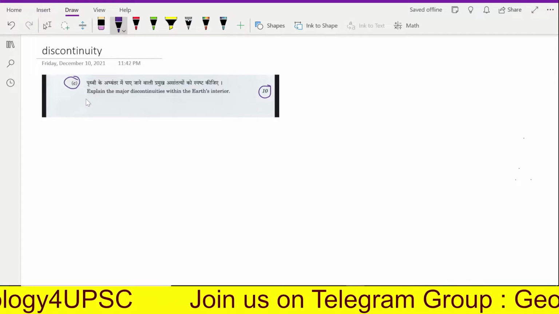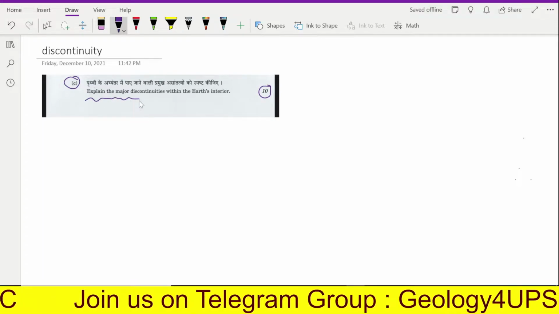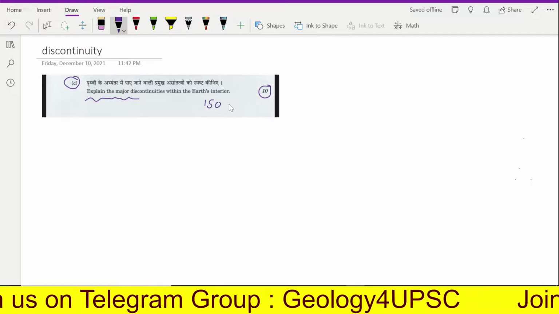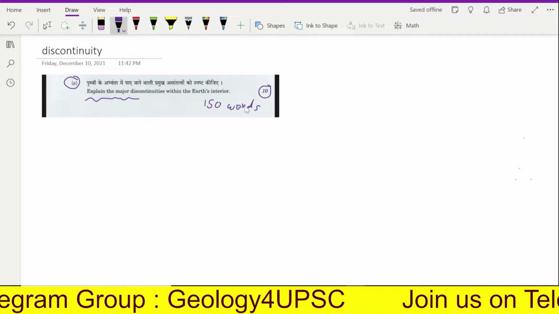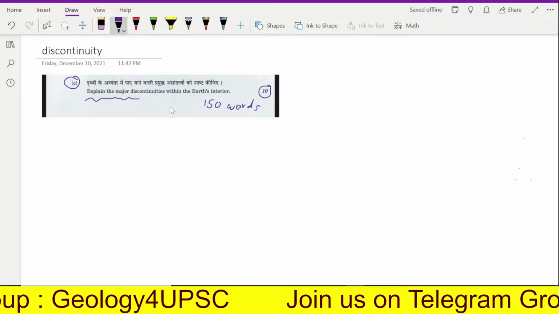You have to explain this in about 8 minutes or so. So it is a 10 marker, and it should be not more than 150 words. So let's begin our discussion. The first thing is: explain the major discontinuities within the Earth's interior.